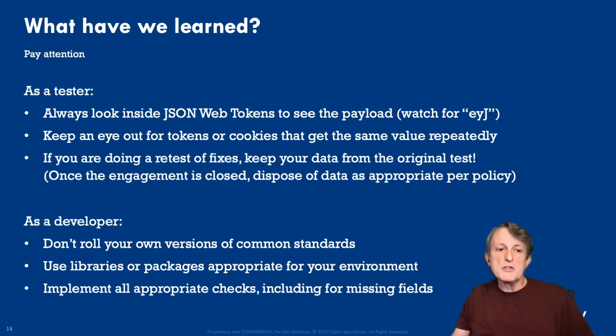So what have we learned? Well, as a tester, you always want to be looking for these things, even if they're appearing in weird places, right? So watch for that EYJ thing. Now, of course, the tools are really good. Burp is really good, especially with certain extensions loaded, at flagging up JSON web tokens when it sees them, but you need to be able to keep an eye out because every once in a while people will put tokens like these in a weird place.